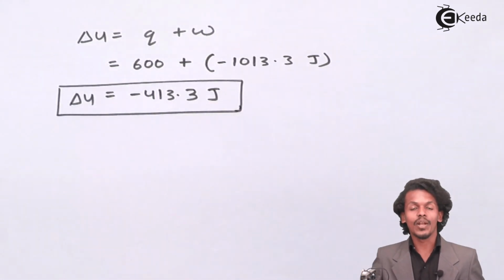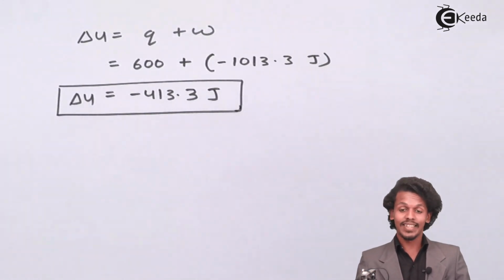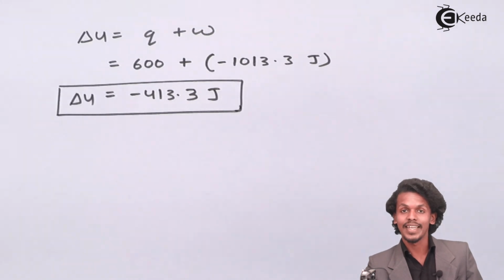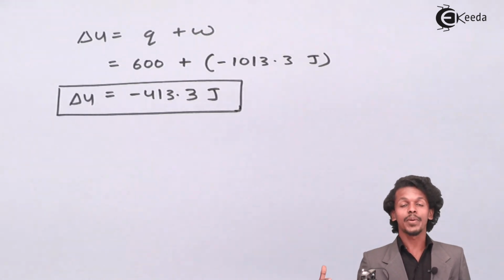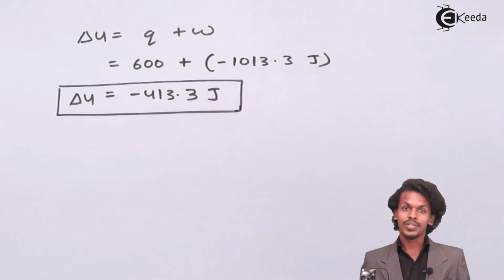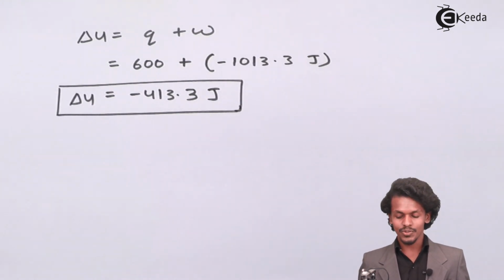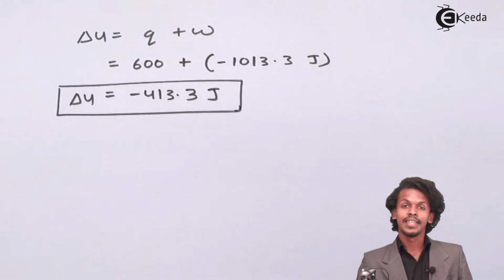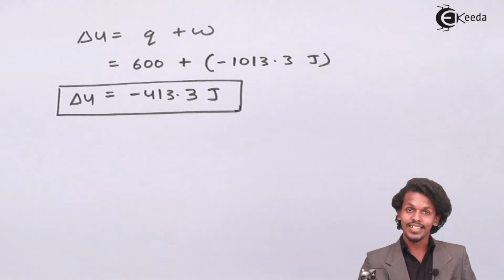So this is how we can calculate the internal energy, and this was a different kind of numerical in which work was also involved, and we calculated separately the value of the work. This was a very simple numerical. I hope you will do this kind of numerical in the future, and let us see what kind of answer you get.